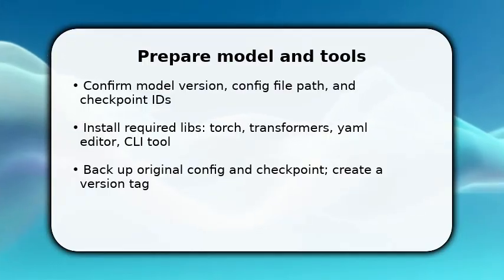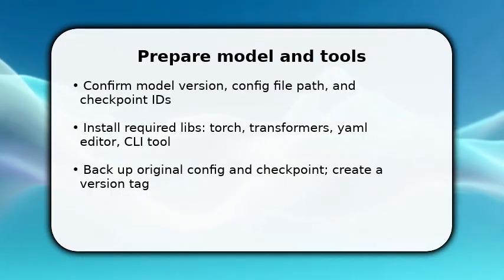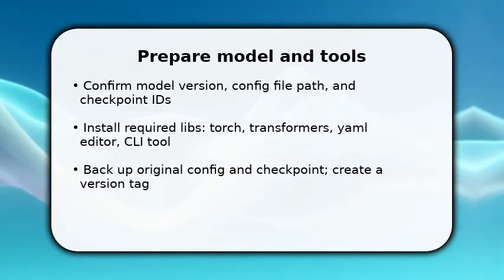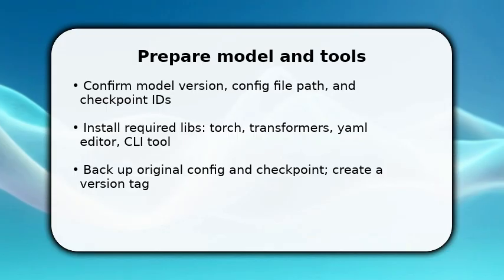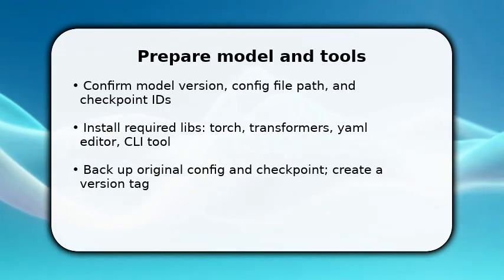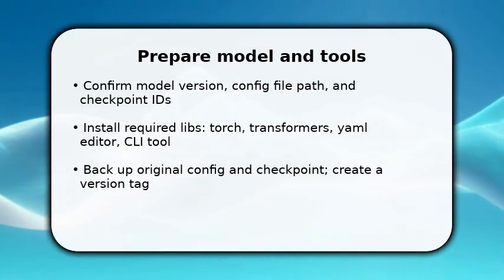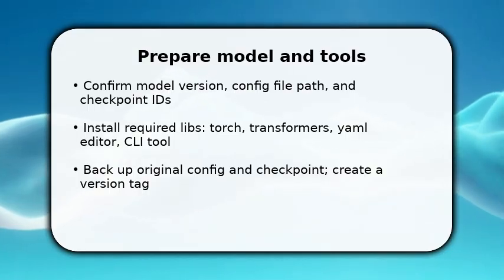You begin by preparing the exact model and tools you will change. Open the config and checkpoint you intend to edit and make a reliable backup. This prevents irreversible mistakes. Once backed up, install and verify the CLI or Python SDK you will use to patch controls, for example, the model runner and a YAML editor.